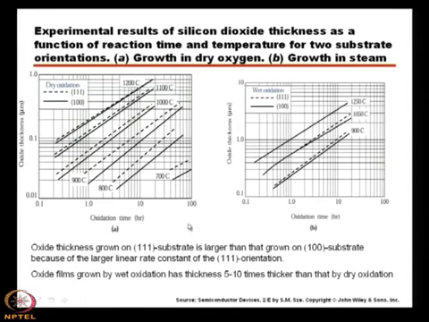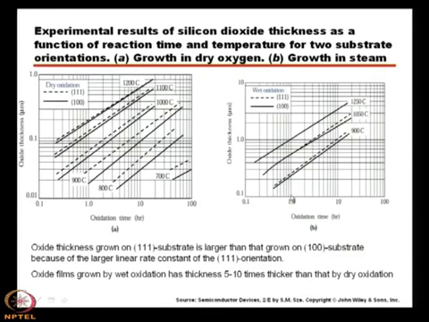And oxide films grown by the wet oxidation method are 5 to 10 times thicker than those by dry oxidation at any temperature, say 900 degree centigrade. Suppose this is the curve for 900 degree centigrade, the solid one is for 100, and oxidation time is on the x axis. So, let us take the value at 1 hour. What is the thickness for 900 degree centigrade growth? We see that it is 0.01. So, it is less than 0.02 micron at 1 hour.